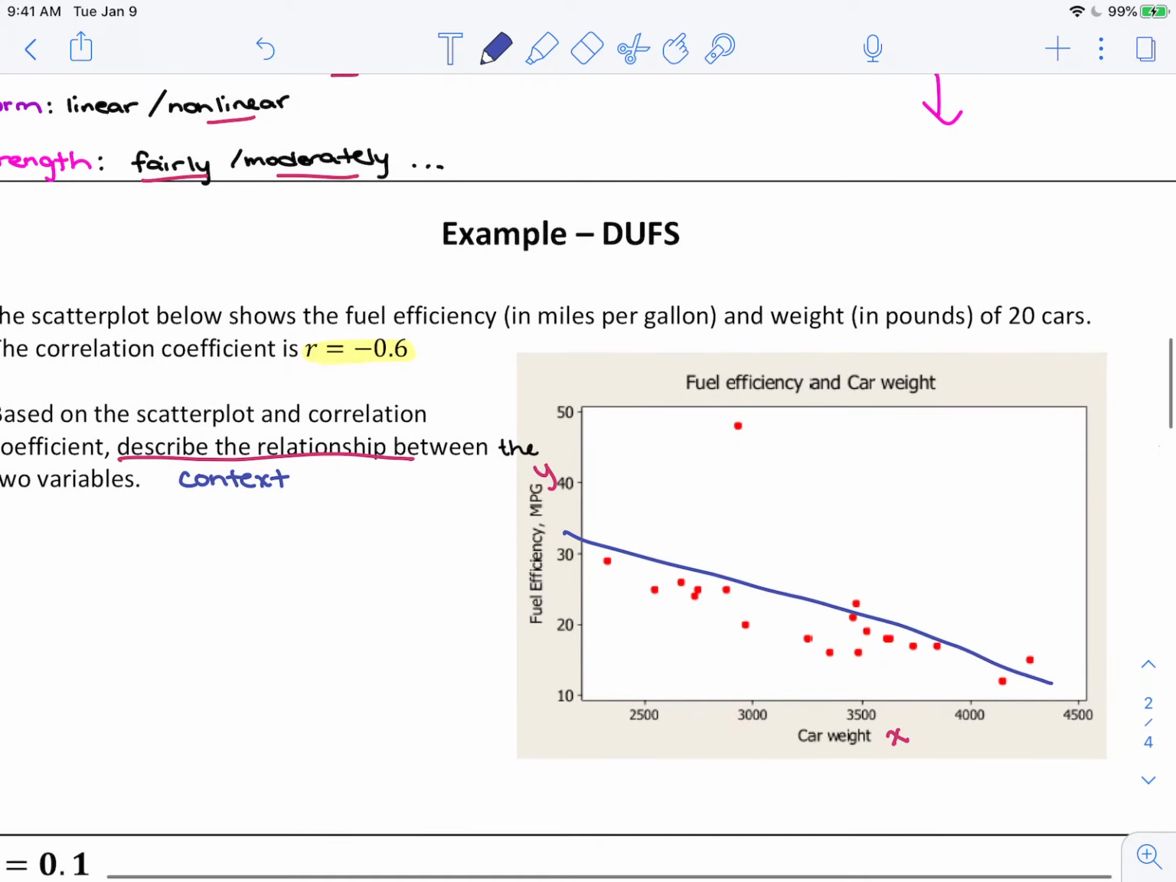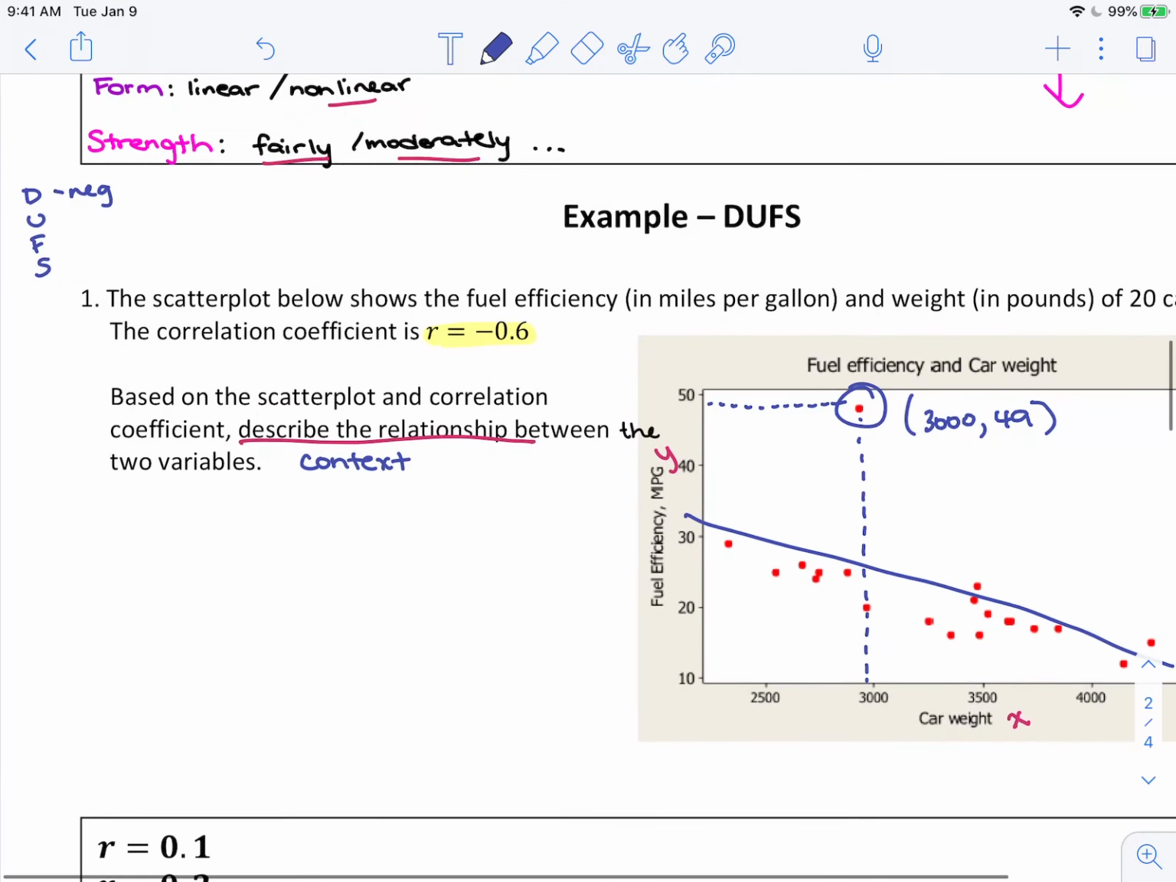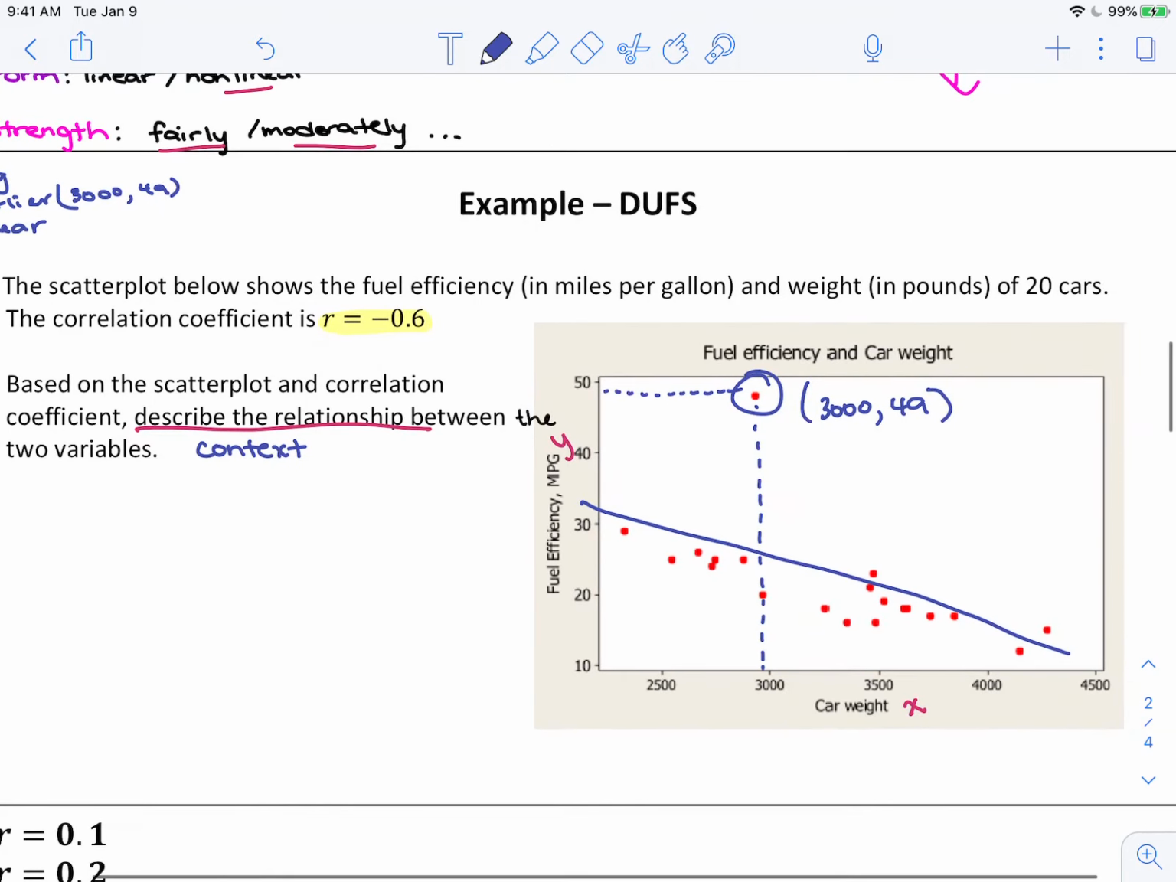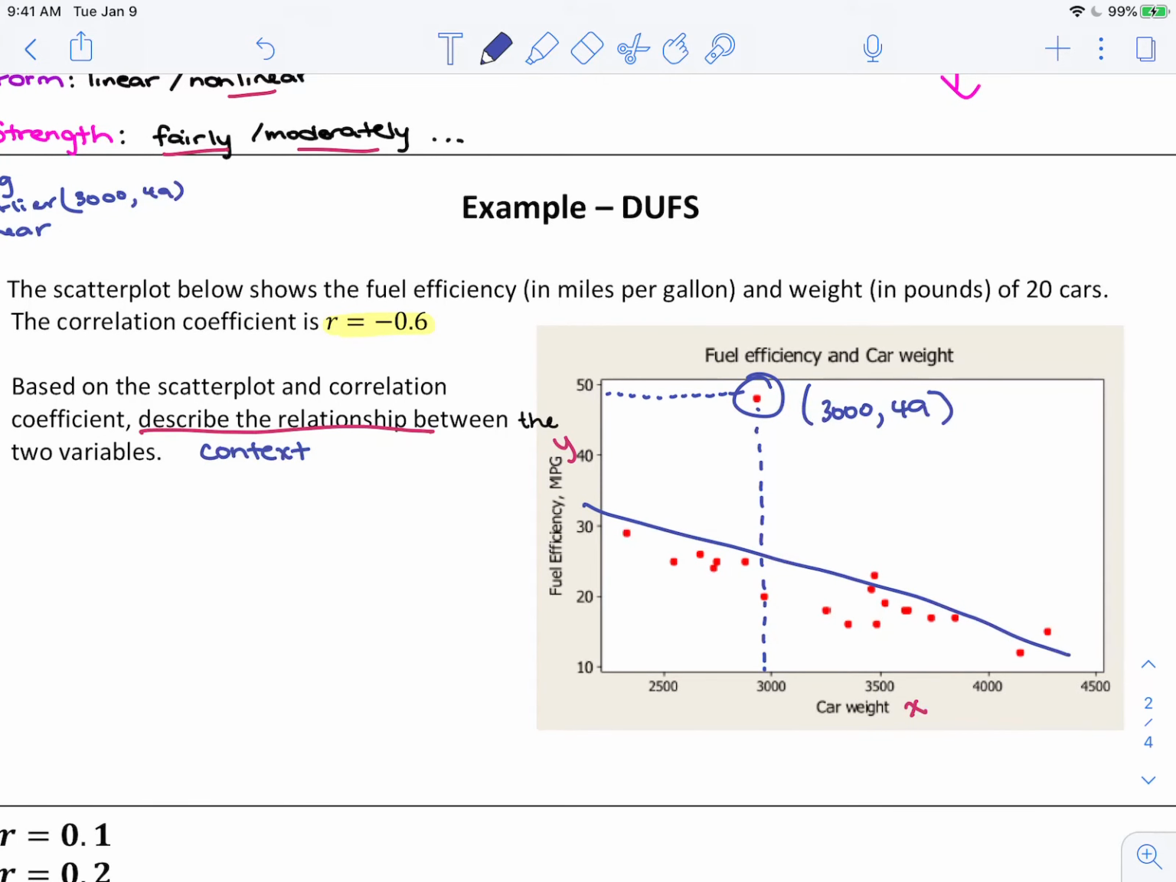Unusual features, looks like an outlier right there. So remember, if you tell me there's an outlier, I can't really give you credit unless you give me some more information. So I'm actually going to guesstimate where this is. Let's say that's 3,000, 49. Okay, so there's an outlier. Form. This is going to be linear. I don't see any weird curves or parabolas there. The dots all follow a general pattern of a line.